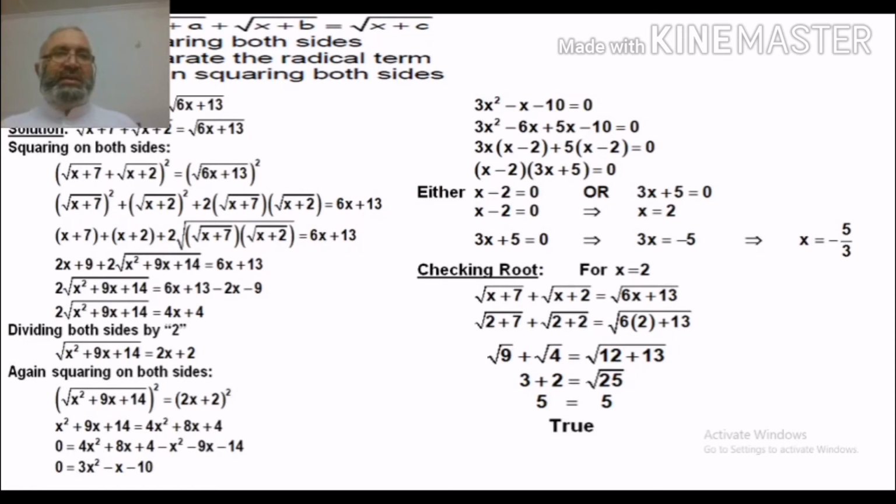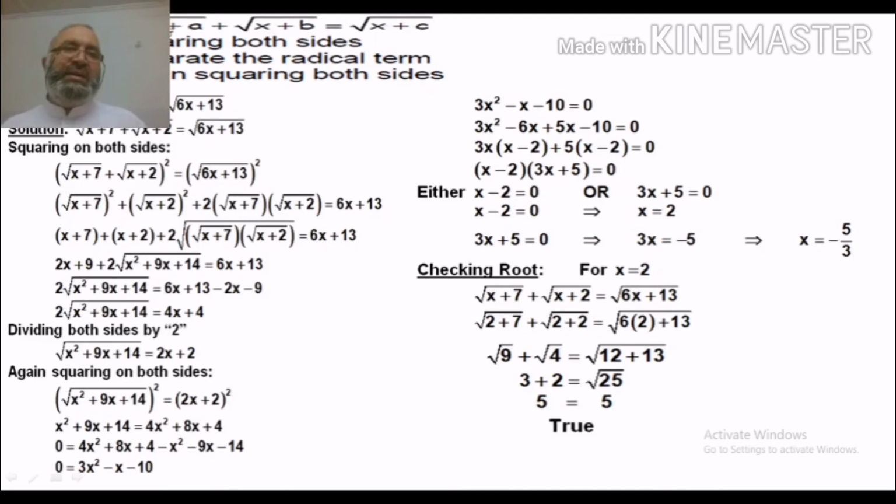Next, type 2 equations, radical equations. So type 2, look at the equation: √(x plus a) plus √(x plus b) is equal to √(x plus c), that is the general form. What is the difference between the first and second type? In the first type there was only one radical sign. In the second type there are three radical signs, three linear terms under the radical sign.